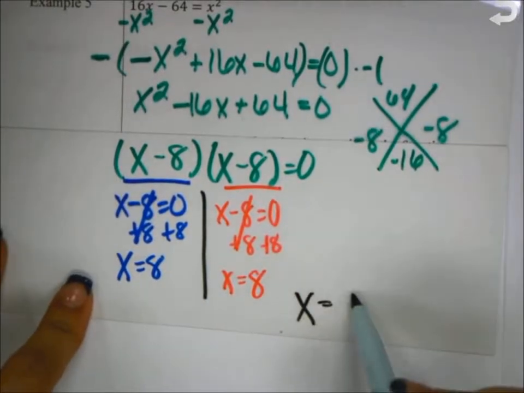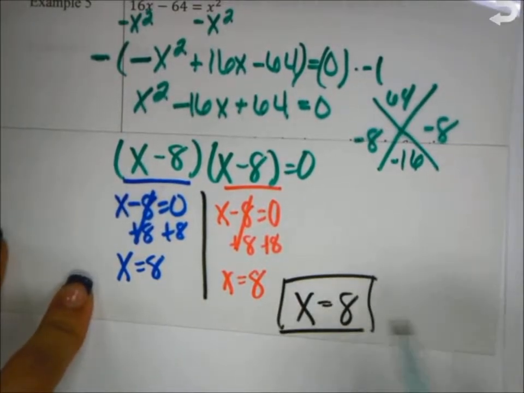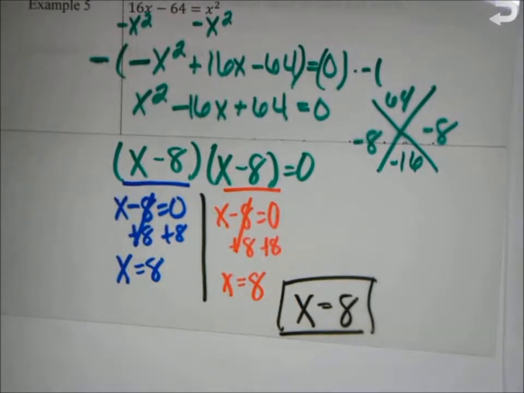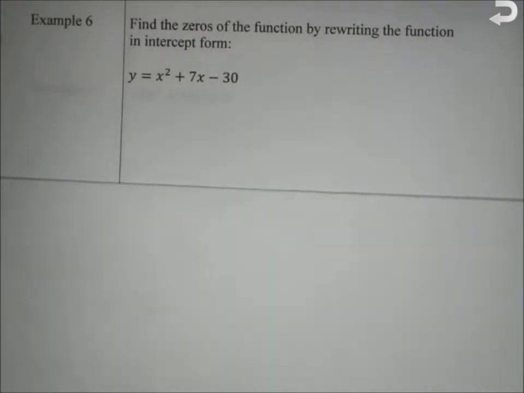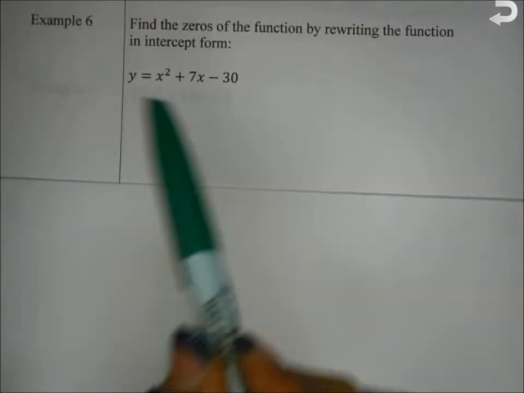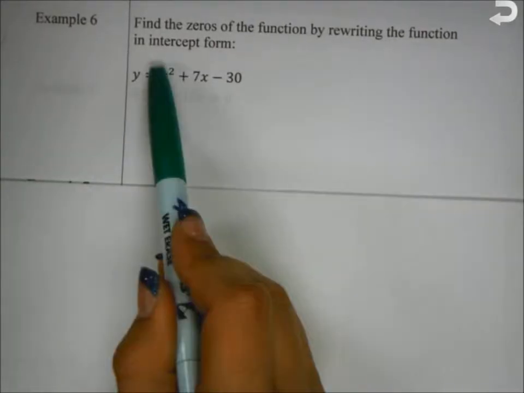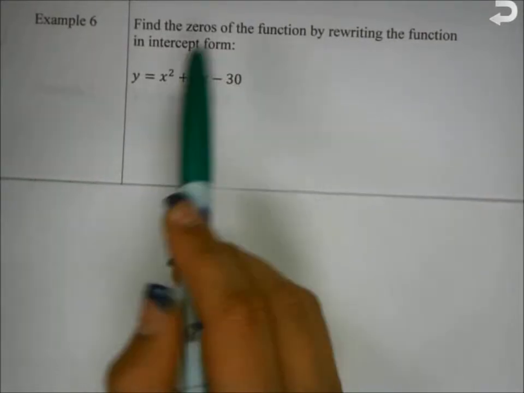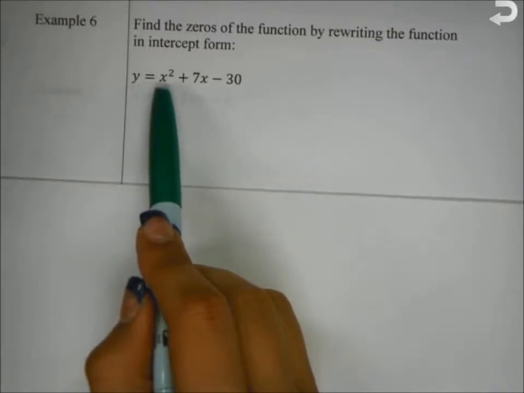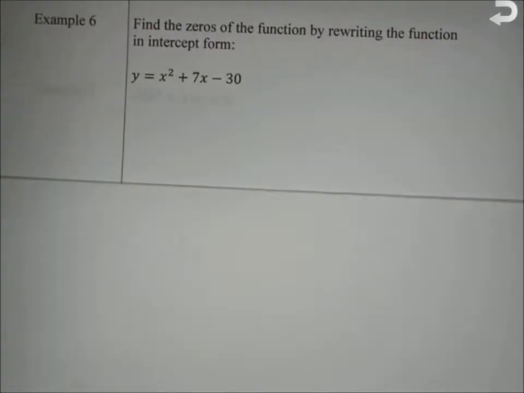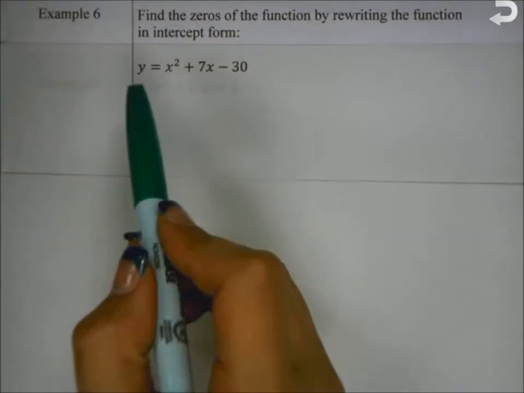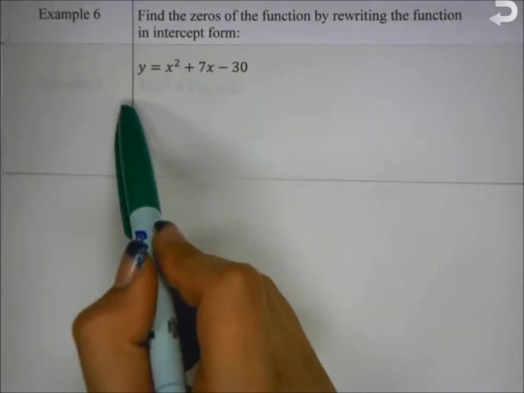Okay, so example 6. This time they ask you to find the zeros of the function by rewriting the function in intercept form. And they give us y equals x squared plus 7x minus 30. So this one looks a little bit different than the ones we've done before. Why? Because there's a y in it, so what are we going to do? Exactly. Well, let's think about it.